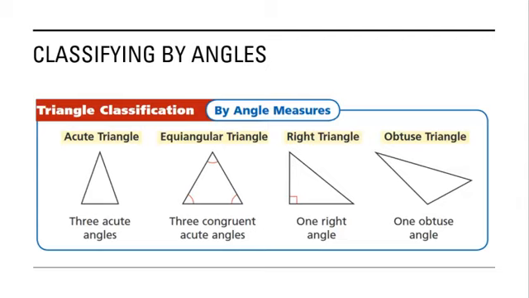If you're classifying by angle measurements, you can have an acute triangle, which has 3 acute angles, an equiangular triangle, which has 3 congruent acute angles, and if it's equiangular, we would call it equiangular. Even though these are acute angles, we would want the more specific term. You can also have a right triangle, which has 1 right angle, or an obtuse triangle, which would have 1 obtuse angle.